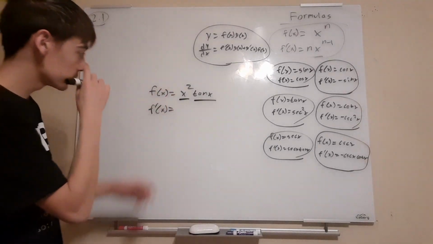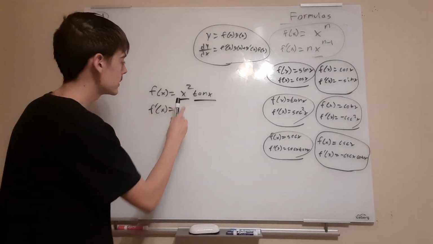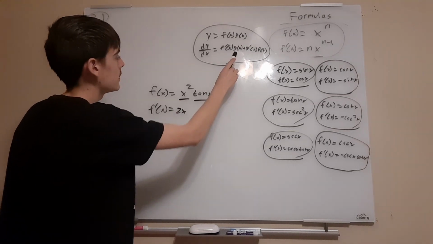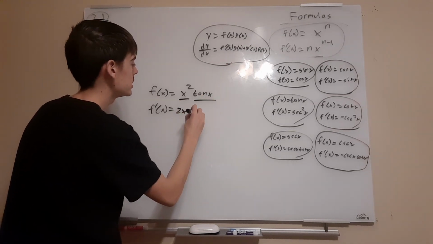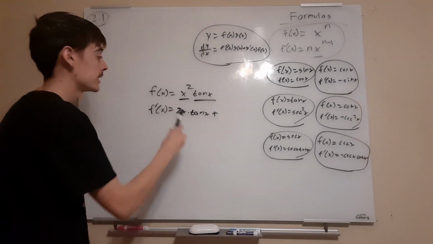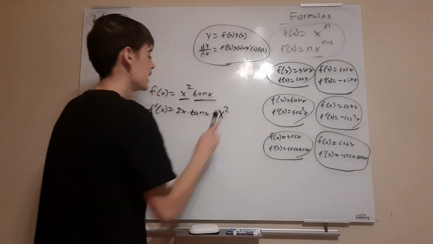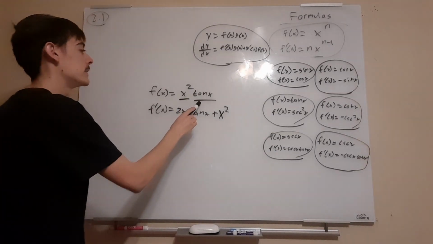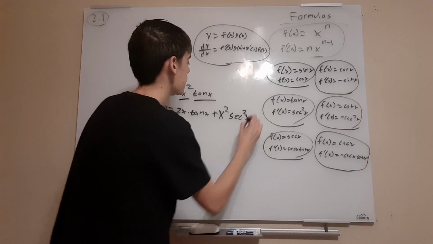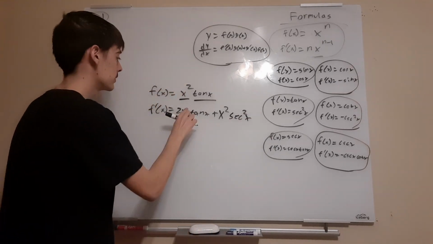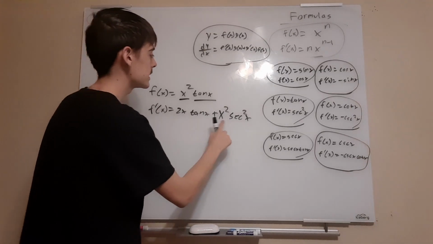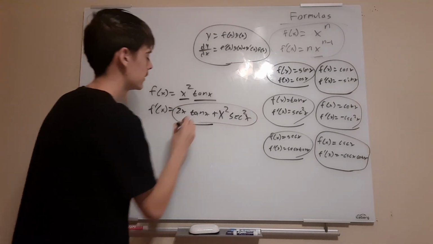So now using our product rule, it says to derive the first function. So derivative of x squared is 2x. And then multiply by the second function, so multiply by tangent x. Then we add the first function on its own, so that'll be x squared. And then you multiply by the derivative of the second function. Derivative of tangent x is secant squared x. And then this is just our answer. So f prime of x will equal 2x tangent x plus x squared secant squared x.